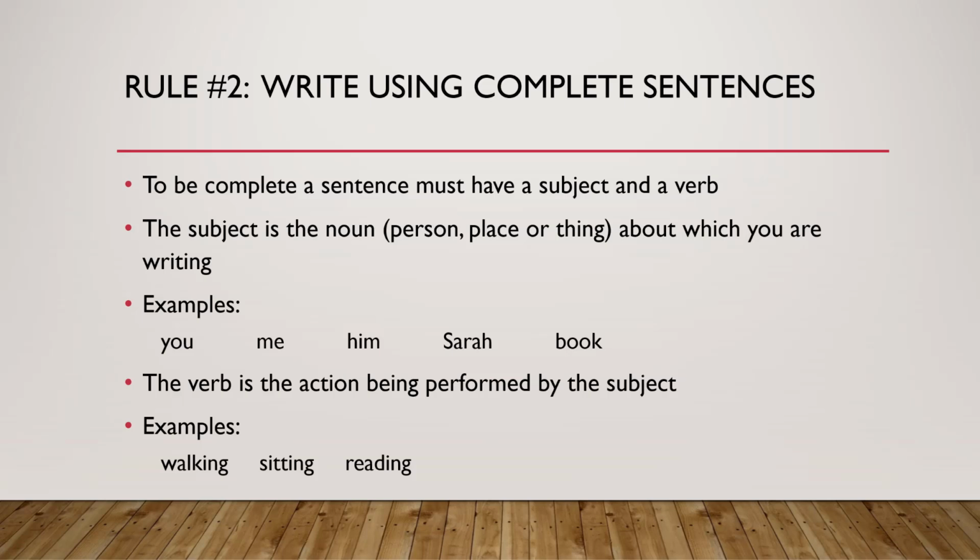Now next, what I want to talk about is how to write complete sentences. To be a complete sentence, a sentence must have a subject and a verb. A subject is a noun, a person, place, or thing about which you're writing. For example, you, me, him, Sarah, a book. The verb is the action being performed by the subject, such as walking, sitting, reading.